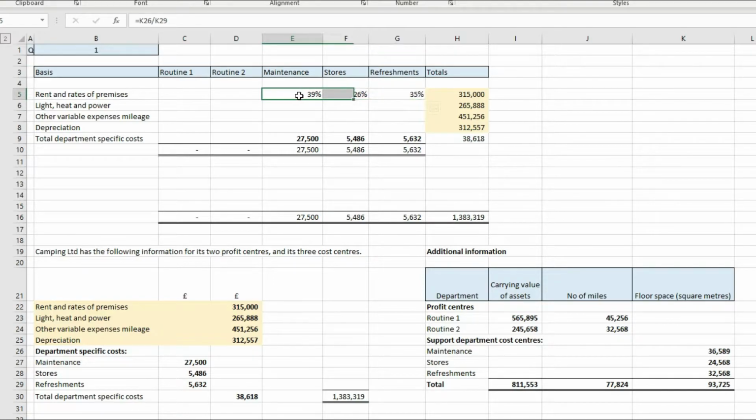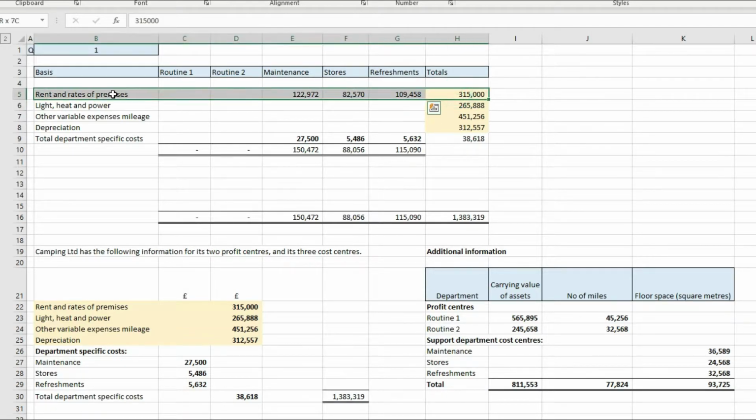So you want to take that percentage and multiply it by the total of £315,000 under rents, rates and premises, and that'll give you a total under maintenance. We're going to do that again for stores and again for refreshments, and I'm going to make that a number. You can see that all of those added together equal 315,000. Whenever you're doing this, you want to make sure that your total column adds back to what the total costs are for that particular type of cost.